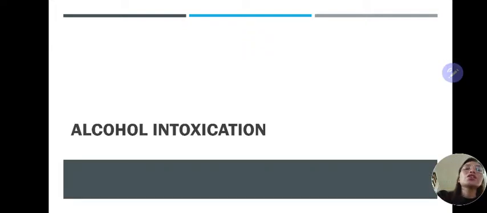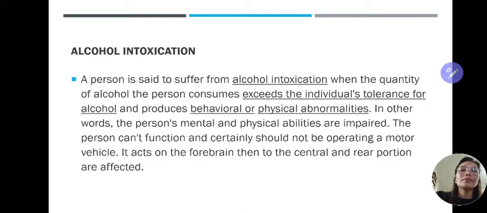So, for alcohol intoxication, a person is said to suffer from alcohol intoxication if the quantity of alcohol he consumed exceeds the individual's tolerance for alcohol and produces behavioral or physical abnormalities. In other words, the person's mental and physical abilities are impaired. The person can't function and certainly should not be operating a motor vehicle. It acts on the forebrain, then the central and rear portions are affected.